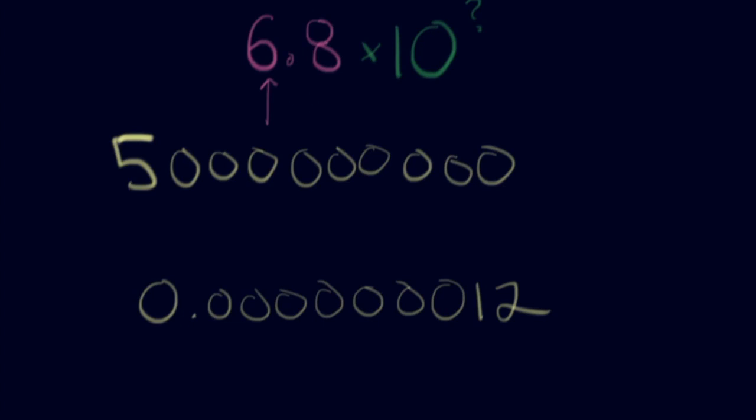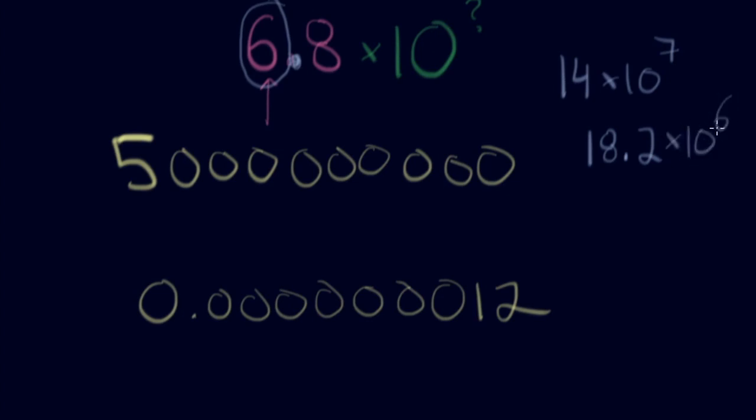The big thing that I always say to kids is that when you're doing scientific notation, there are two things. Number one, it always has to be times 10 to the something. The second thing is that you can only have one digit, and then the decimal. You can't have two digits. So you couldn't have 14 times 10 to the 7th, because it's two digits here. You couldn't have 18.2 times 10 to the 6th. You have to have things like 7.1 times 10 to the negative 4.